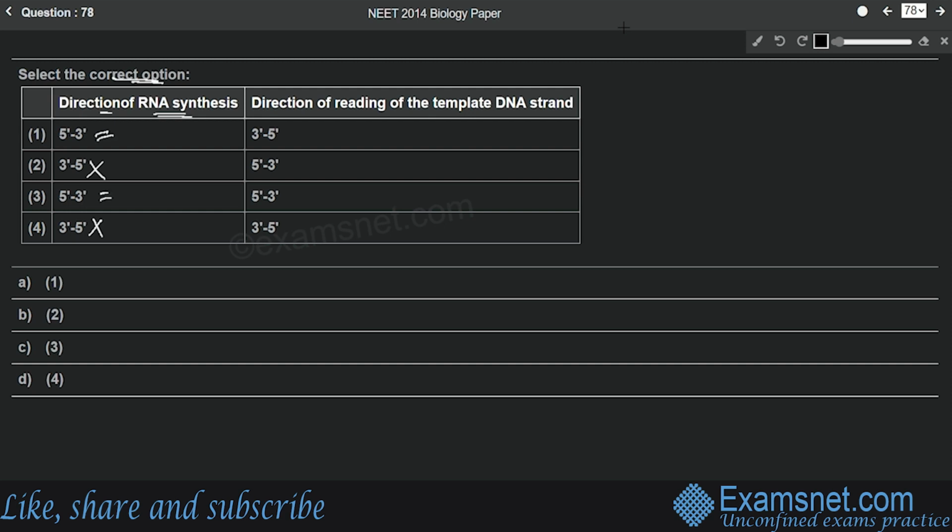Now in the next column, direction of reading of the template DNA strand. So the direction of the template DNA strand will be just the opposite of the direction of RNA synthesis. That means opposite polarity. So if this is 5' to 3', this side it will be 3' to 5'. Therefore, the first one is the correct match. So option A will be the correct answer.